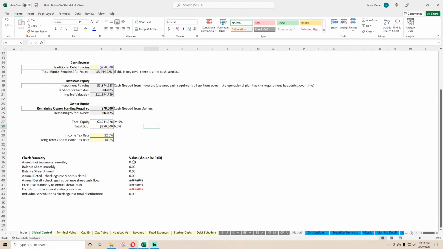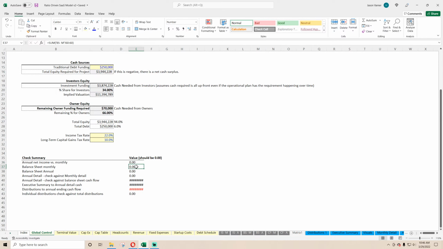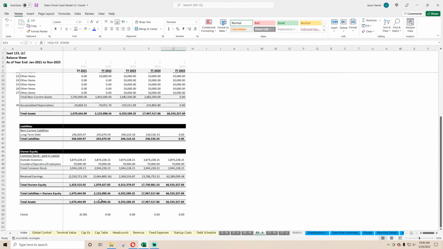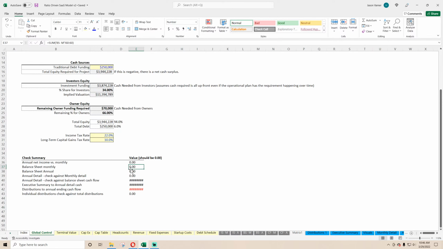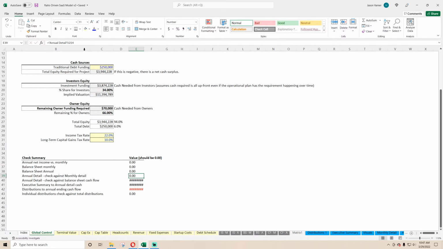All right, so let's do the sanity checks. So annual net income versus monthly. We know that's income statement H59, and that's good. Next one is balance sheet monthly, so we're summing 60. Yep. And 60 on that one. So these two are good. Annual detail check against monthly, so let's see, J214. Oh, nope, that's J195. Update that.